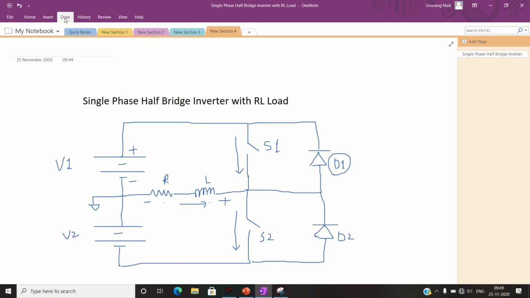Same way, sometimes when your voltage across your load is negative, there may be a current that is flowing like this. So this current which flows opposite to the voltage polarity has to be passed using D2. So we'll see the waveform here.